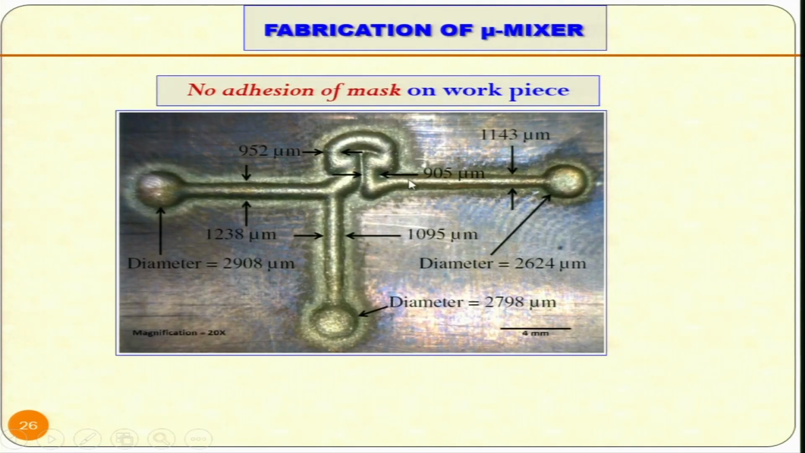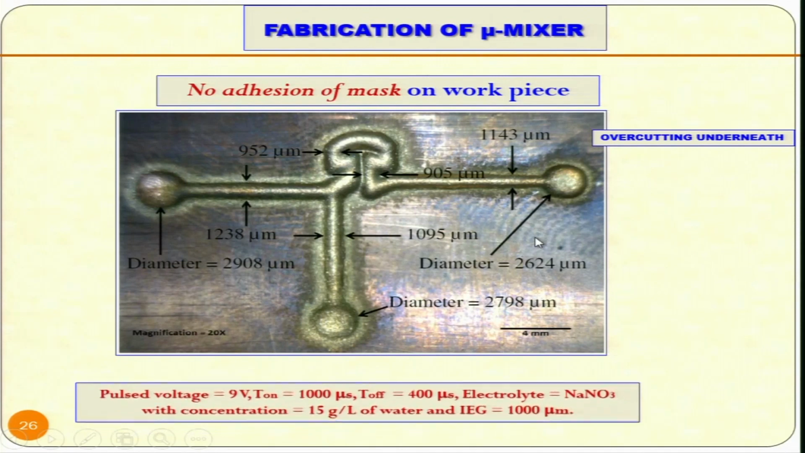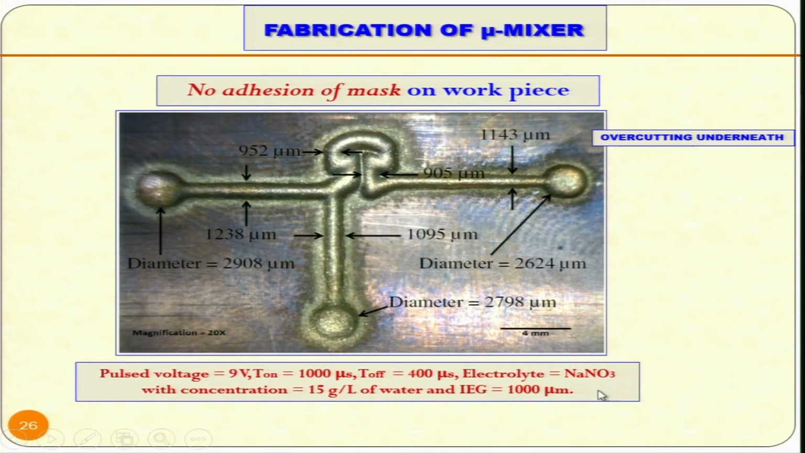Now here this was fabricated with no addition of mask on the workpiece. Here no mask was adhered over the workpiece and machining was done, and you can see here the non-uniformity in the dimensions, and this is the additional stray current effect, material is there. So it is not giving a very good picture over here and not high accuracy of the machined features. Overcut underneath. Now these are the different machining conditions that were used, and sodium nitrate was used as the electrolyte.